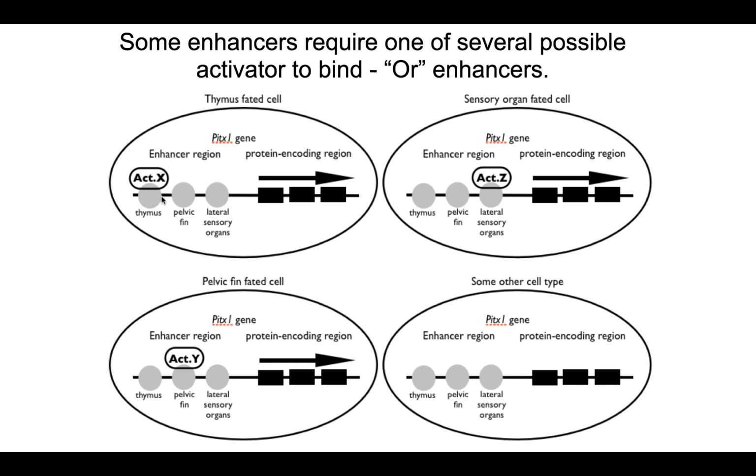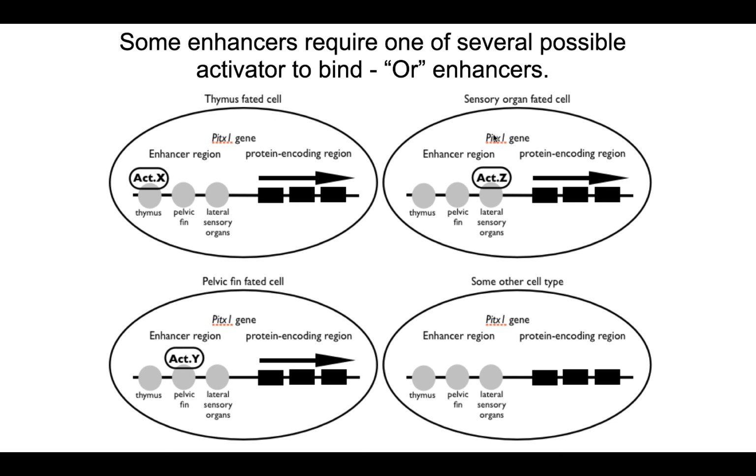So in cells that are fated to become thymus, these cells produce an activator called X. Well, activator X, I don't know exactly the name of the activator, and I don't know if it's completely known yet, but that activator binds to this particular control element and turns on that protein, and that protein then will help make thymus cells.